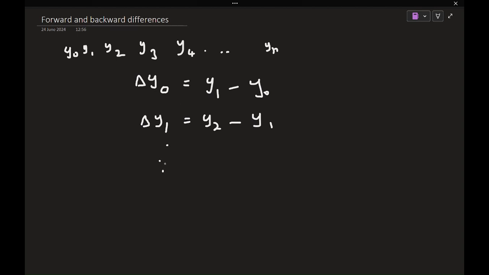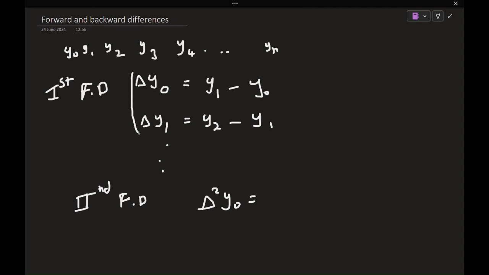This is what is called the forward difference, or let us call it the first forward difference, because we'll be using these terms in the questions. Call it FD. In the same way, the second forward difference is represented in the form del square of y0. This is basically subtracting the forward differences, not the terms directly. So del square of y0 is given by del y1 minus del y0.